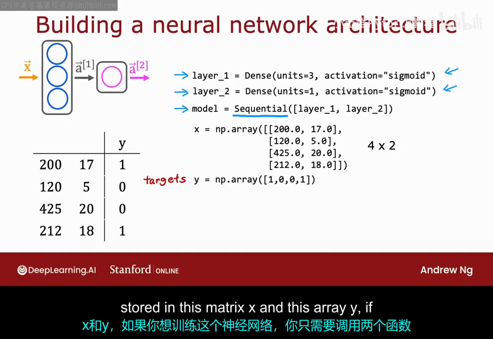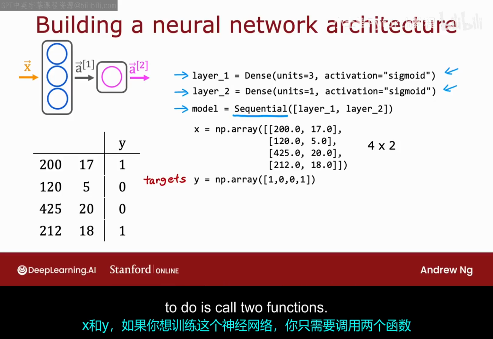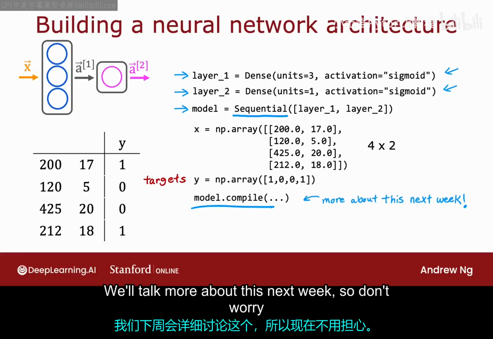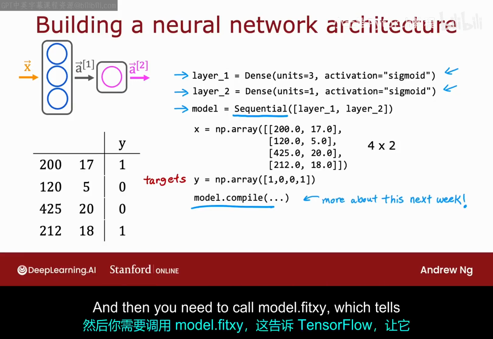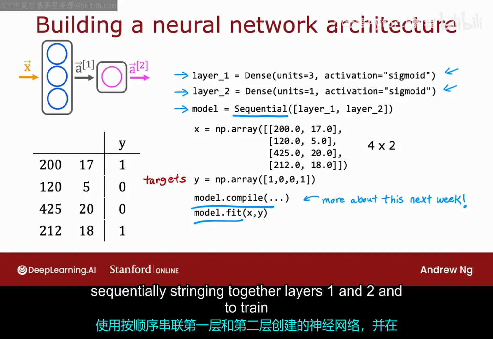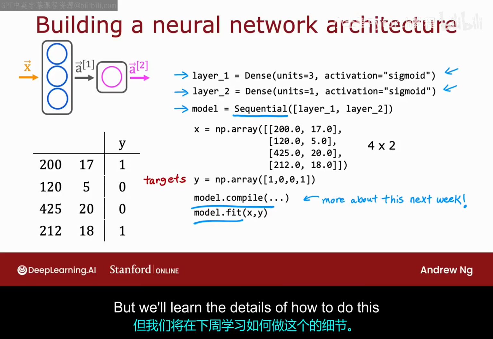And it turns out that given the data X and Y stored in this matrix X and this array Y, if you want to train this neural network, all you need to do is call two functions. You need to call model.compile with some parameters. We'll talk more about this next week, so don't worry about it for now. And then you need to call model.fit(X, Y), which tells TensorFlow to take this neural network that it created by sequentially stringing together layers 1 and 2 and to train it on the data X and Y. But we'll learn the details of how to do this next week.